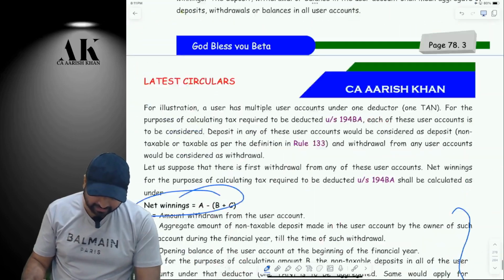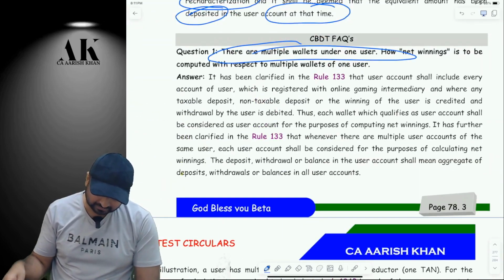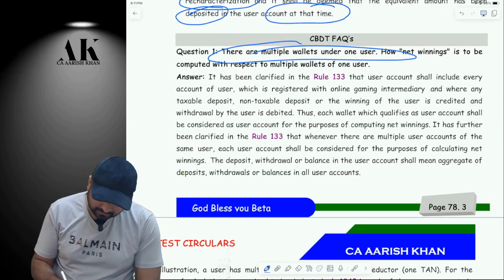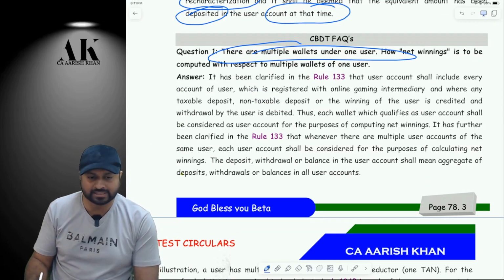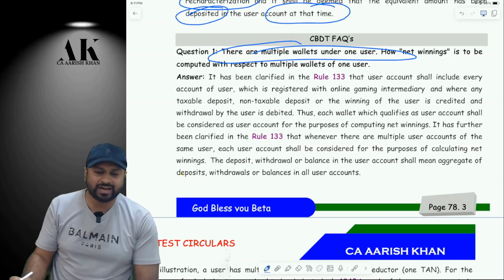CBDT has clarified that also on this particular point. They have said that it shall not be considered only if it is the same user and only if the platform is the same. If the platform changes, then it will be considered to be as good as your bank account only. Are you clear or not?